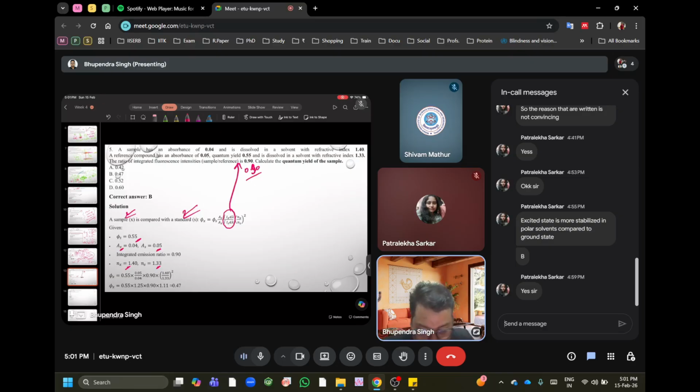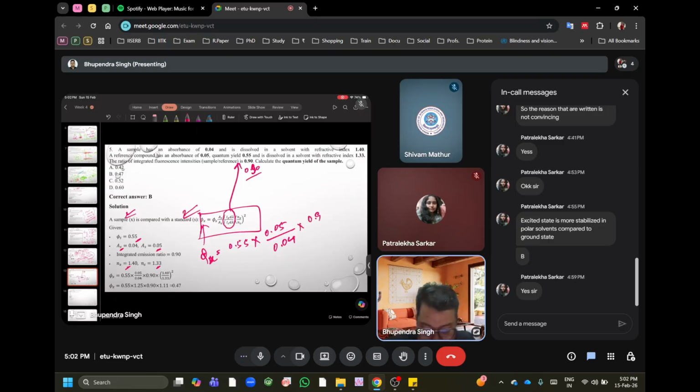So we know this formula, right? This formula. Just apply this formula, you'll get it. This means Φ of X is equal to the quantum yield of the standard, which is given as 0.55. What is the absorbance of your standard? It is 0.05. Of your sample, 0.04.